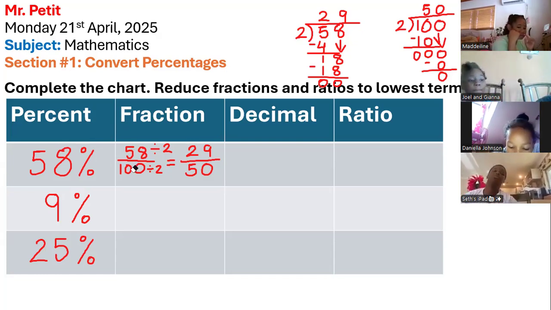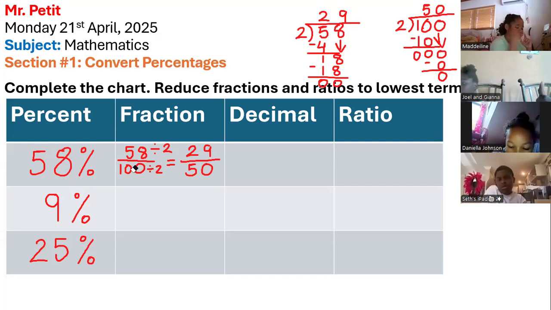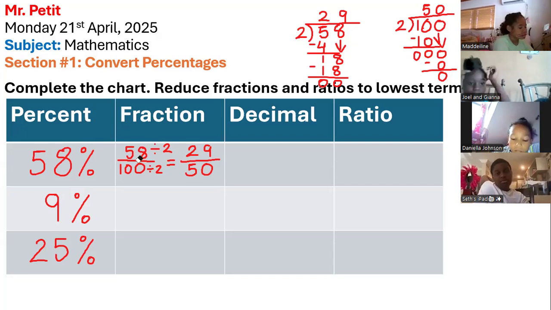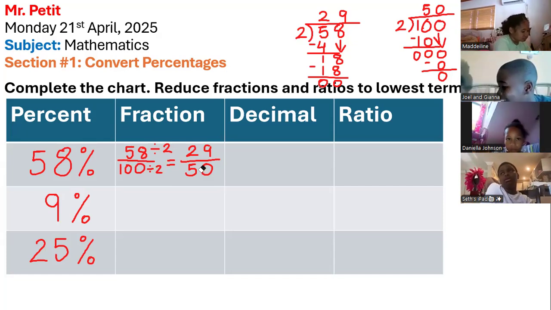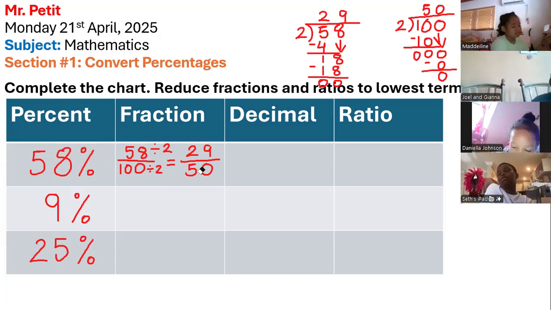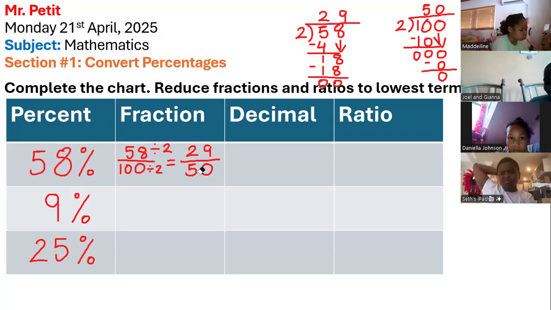The next thing that we do, Skylar, is we reduce this fraction. So this fraction is 58 over 100. We have to reduce it. So we say 58 divided by 2, which gives us 29, and 100 divided by 2, which gives us 50. And that's how we change this percentage into a fraction and reduce it. That makes sense? Yes, sir.